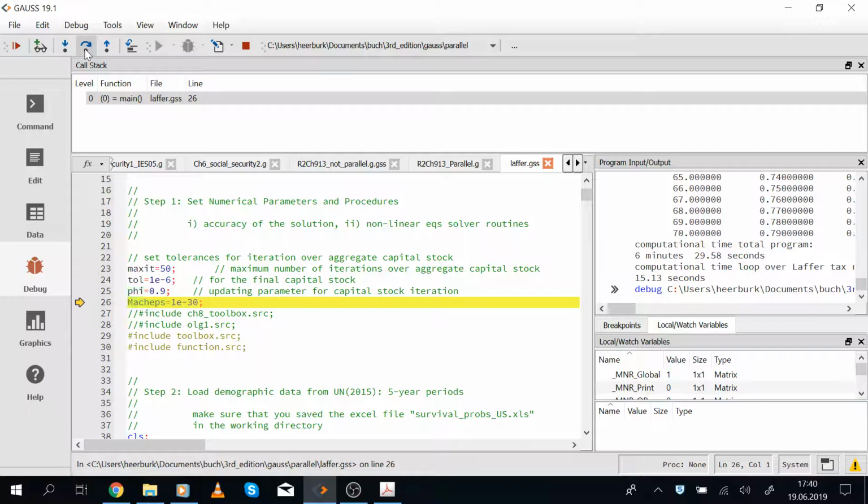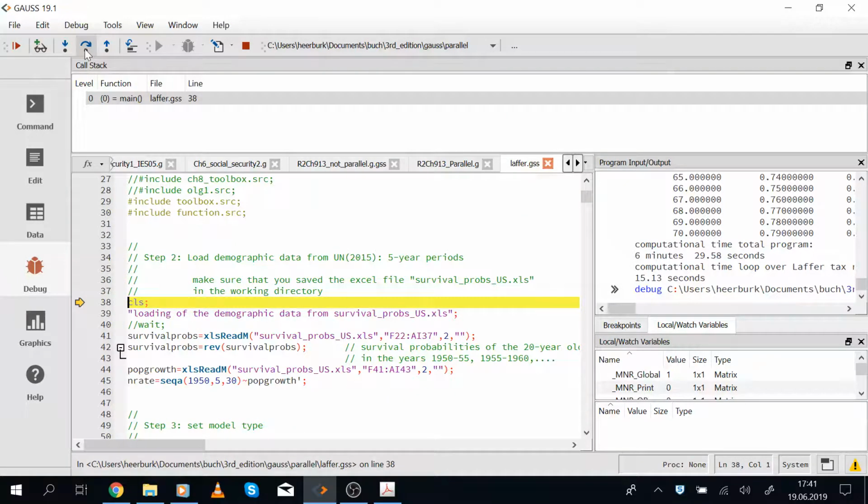And we also provide our nonlinear equation solver with a machine epsilon of 10 to the power minus 30 in line 26. We also tell Gauss to include toolbox.src and functions.src, which contains our nonlinear equation solver. In the next step, we just clear the screen and load the demographics.